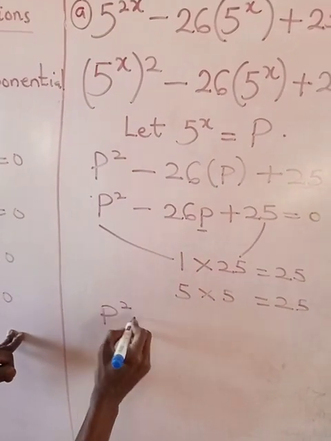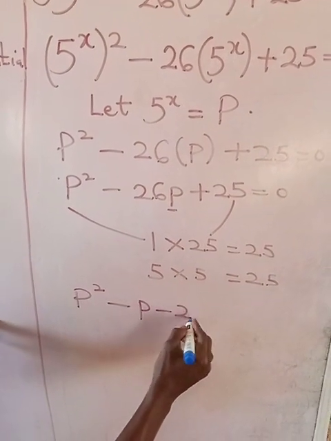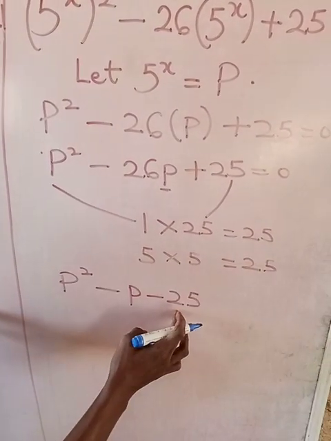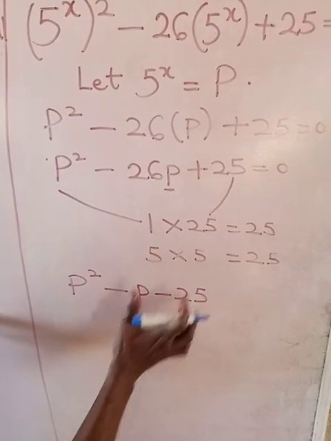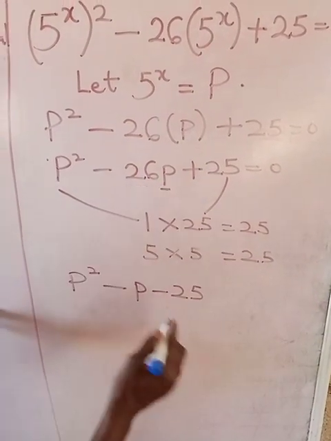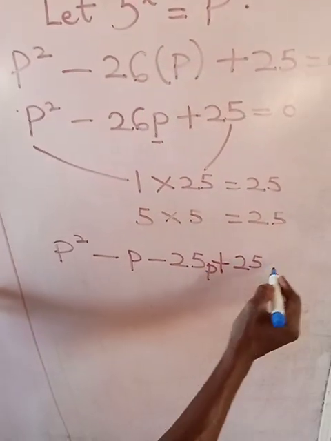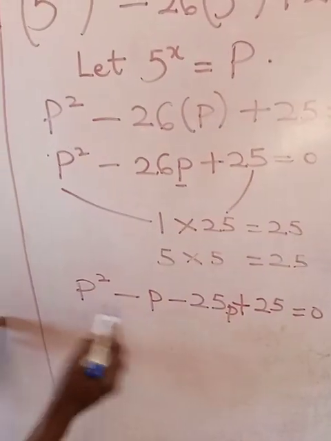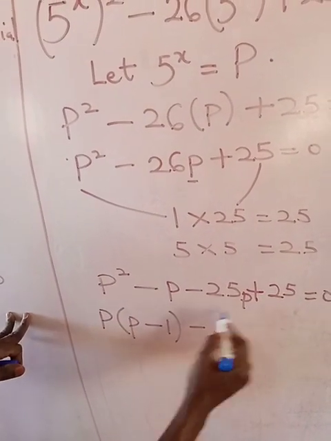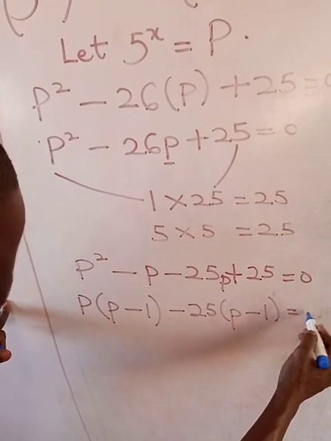p squared minus 26p now becomes minus p minus 25p. We have used minus 1 and minus 25, and when you multiply them, you get plus 25, and when you add them, you get minus 26. So these are the factors, plus 25 equals 0. Then you collect like terms. What's common? p bracket p minus 1, minus 25 bracket p minus 1 equals 0.